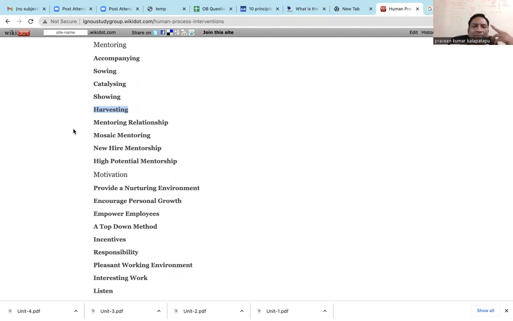Okay, so the mentoring relationship. This is not a type of mentoring, it is a separate section altogether. So the mentoring relationship has two types. One could be a formal way of mentoring and the other is an informal way of mentoring.